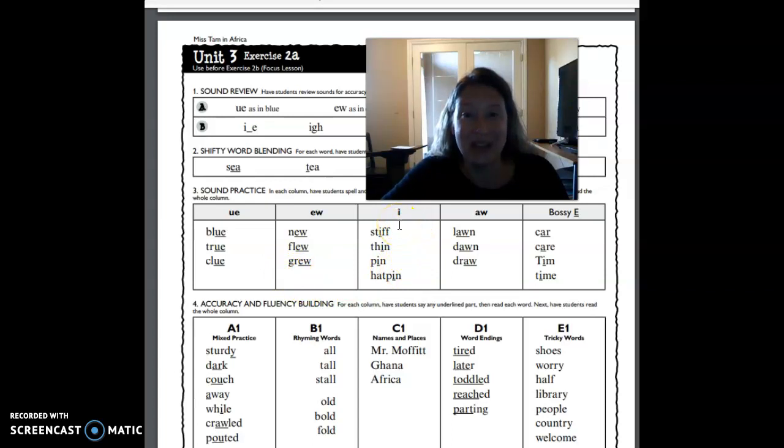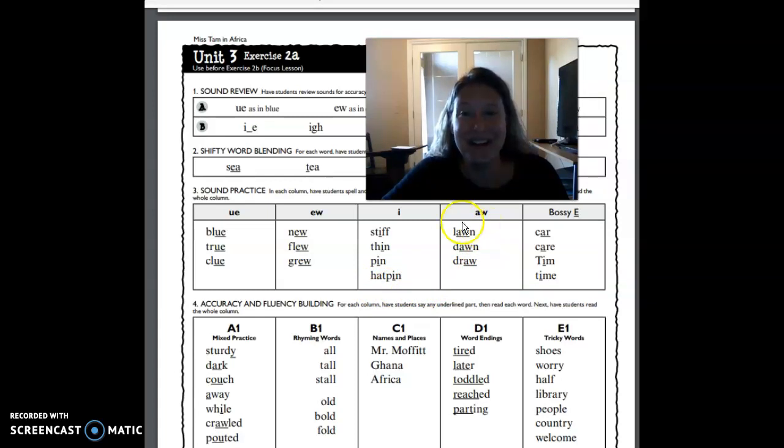Next, you have the short I sound. What sound? Ih. Read the underlined part and then the word. What is the underlined part? Ih. And the whole word? Stiff. Next word. Underline. Ih. Whole word. Thin. Next word. Underline. Ih. Whole word. Pin. Next word. Underline. Ih. Whole word. Hat pin.